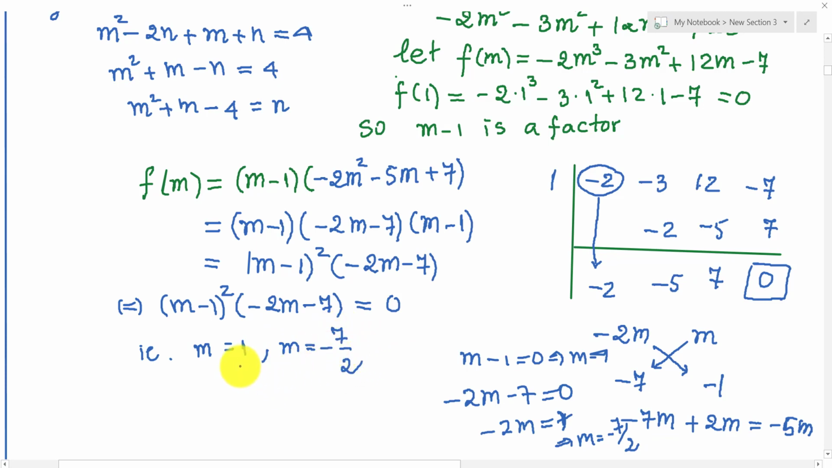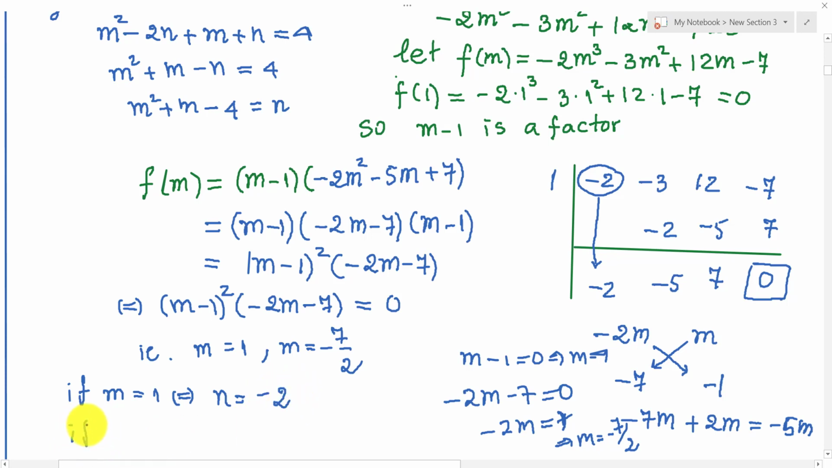Okay, so now we have m. If m equal 1, we get this n equal this 1 square, we get 1, and plus 1 we get 2, and 2 minus 4, okay, we get minus 2.